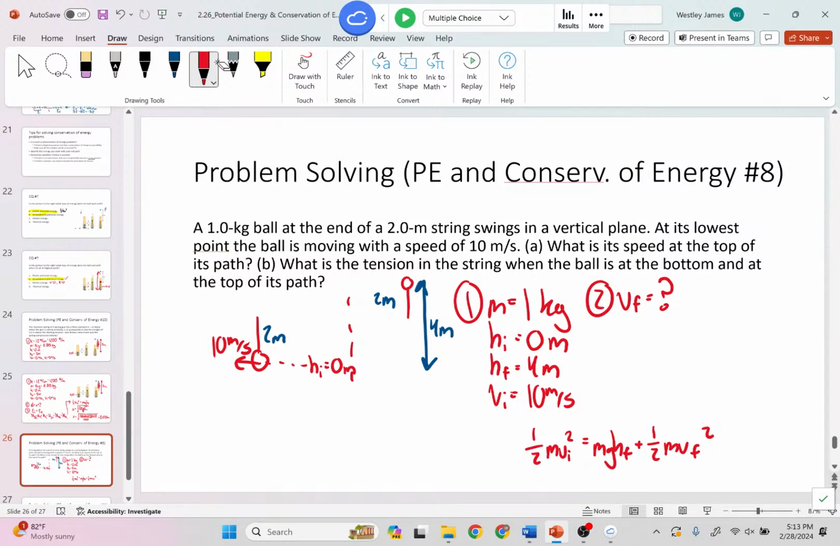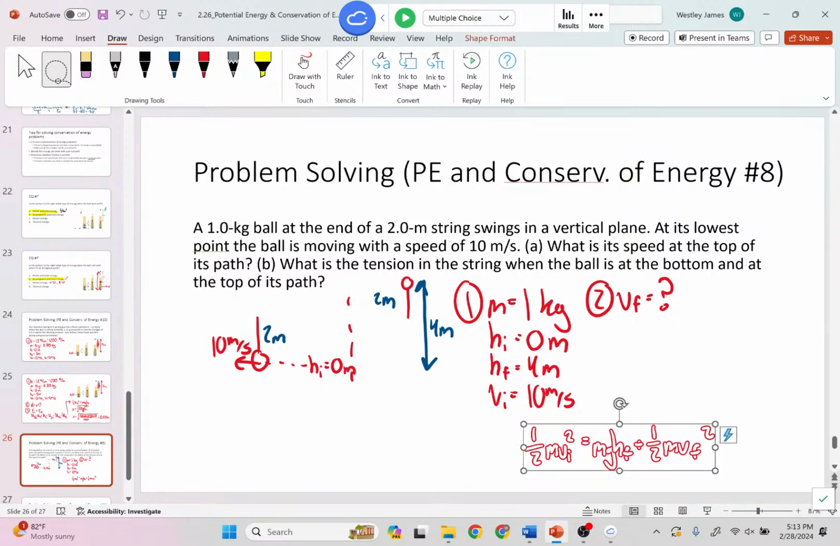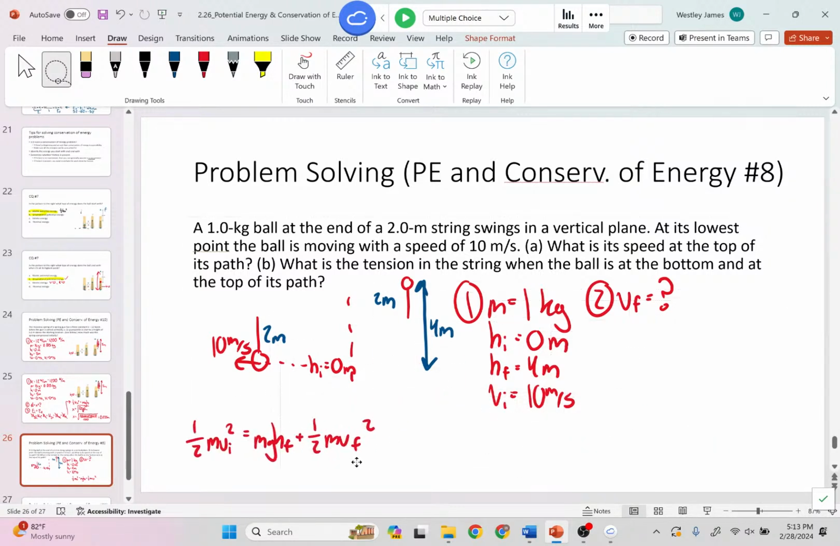Conservation of energy problems are honestly, mathematically, not bad to solve. There are no vectors involved. It's basically set it up and do some algebra. Conservation of energy problems should be very straightforward. It's a really cool tool. No vectors involved, no angles involved. It's great.